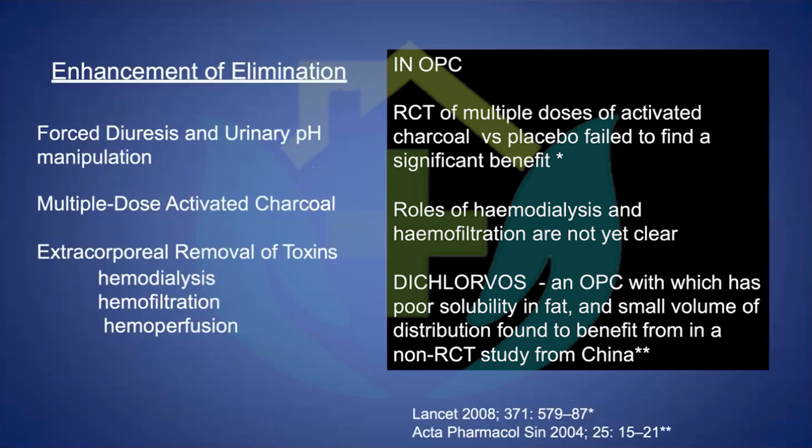Enhancement of elimination includes forced diuresis, urinary pH manipulation, multiple doses of activated charcoal, and extracorporeal removal of the toxin by hemodialysis, hemofiltration, or hemoperfusion. An RCT of multiple-dose activated charcoal versus placebo failed to find any significant benefit. The role of hemodialysis and hemofiltration is not yet clear. OPC has poor stability, poor solubility in fat, and a small volume of distribution; benefit was found in a non-RCT study from China.